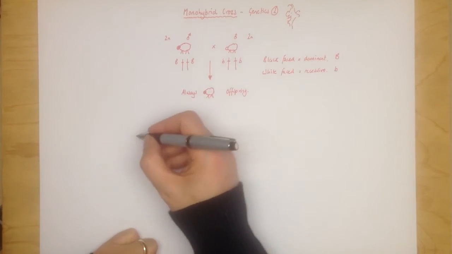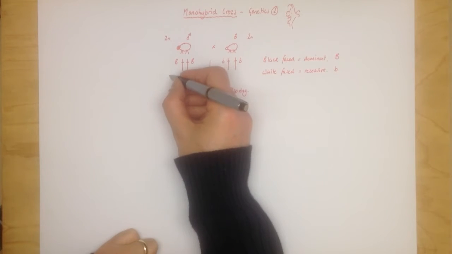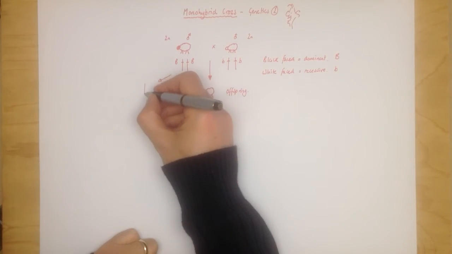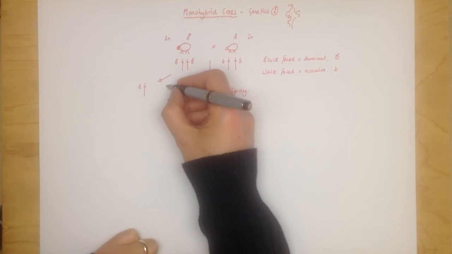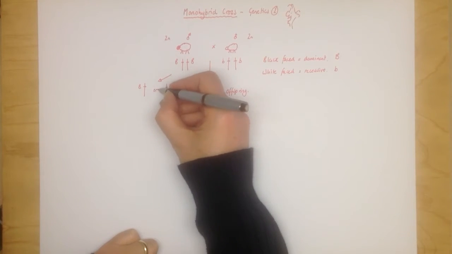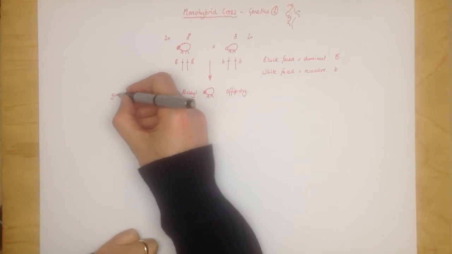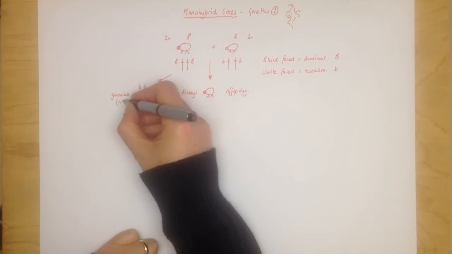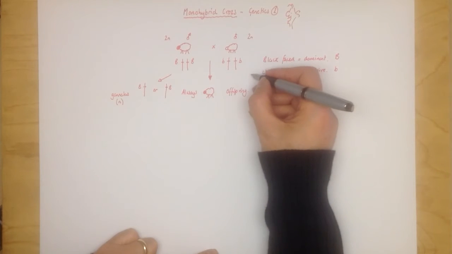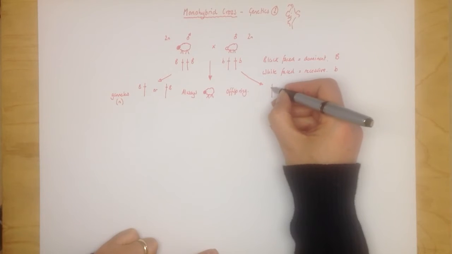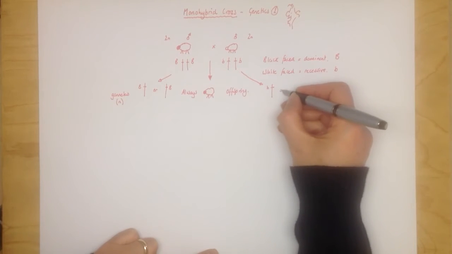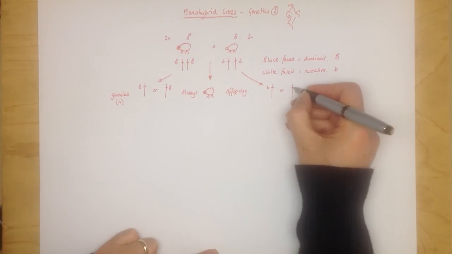So when they make gametes, so when he makes sperm, the sperm will contain one chromosome with either the black-faced gene on it, and the other chromosome, because remember, gametes are haploid, they only have one copy of each chromosome. The ewe will produce eggs or ova with either that chromosome or that chromosome.